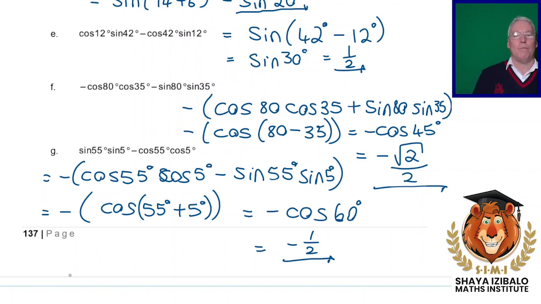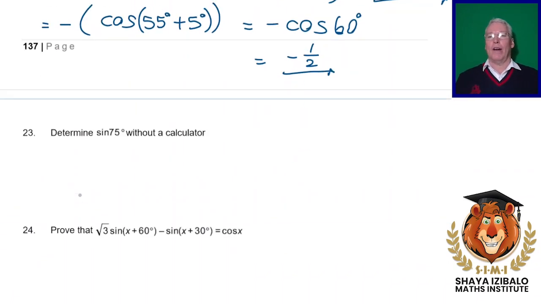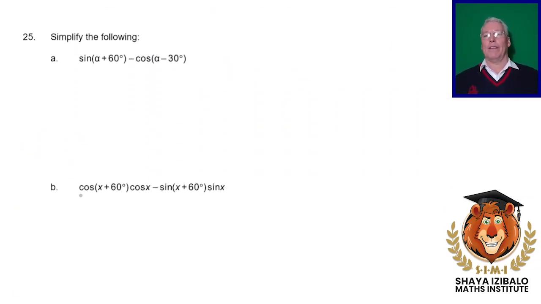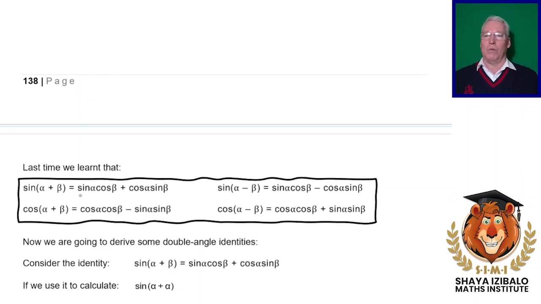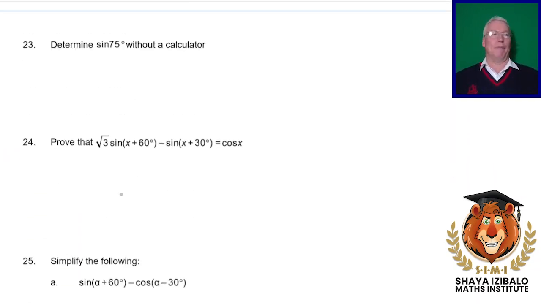Before the next lesson, try the questions on the next page, and then we'll go over them next time.